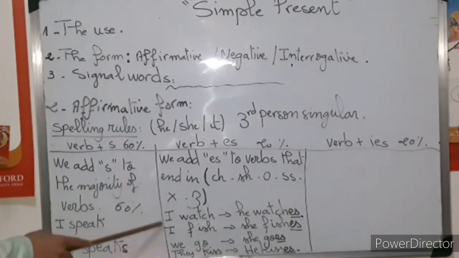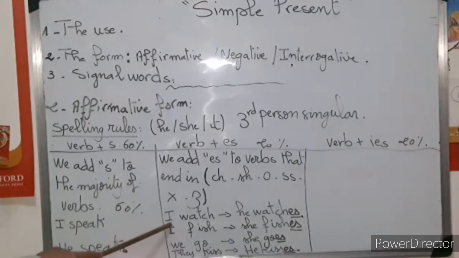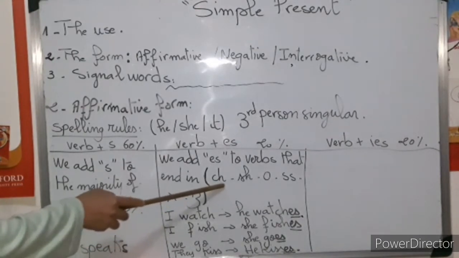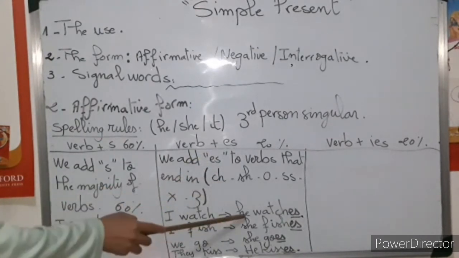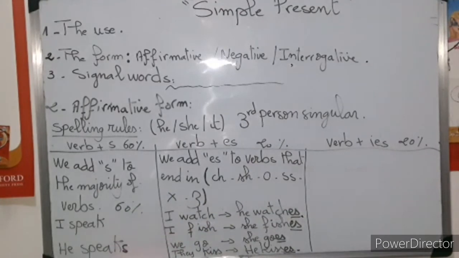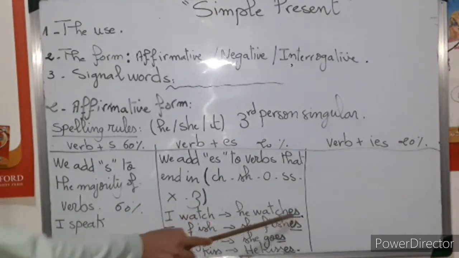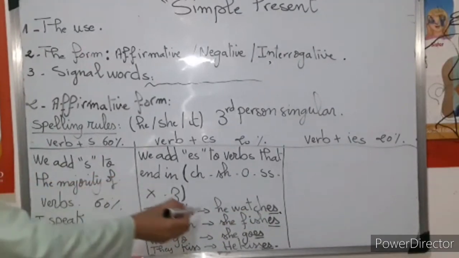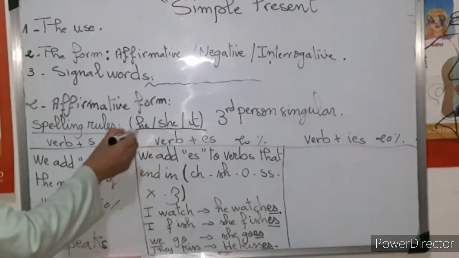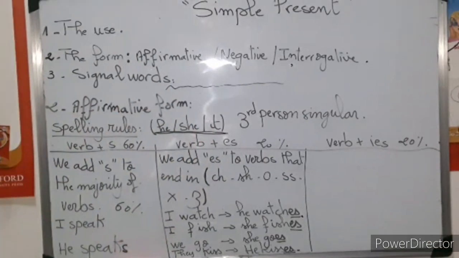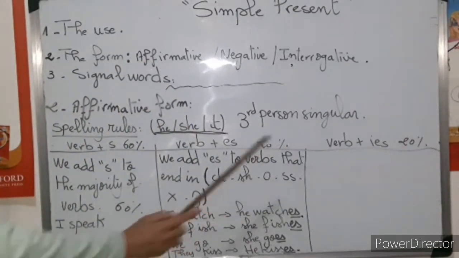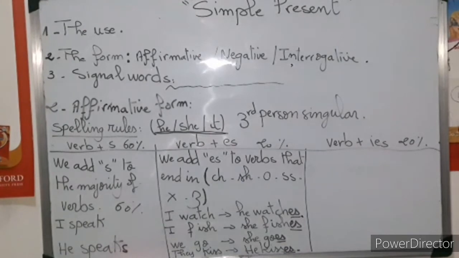Anyway, let's see the examples. For example, I watch TV. So the verb here finishes with CH. So he watches TV. So I add ES. Again, please concentrate on the third person singular. He watches TV. Or I catch. He catches.